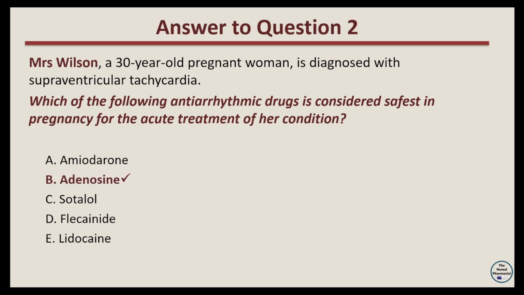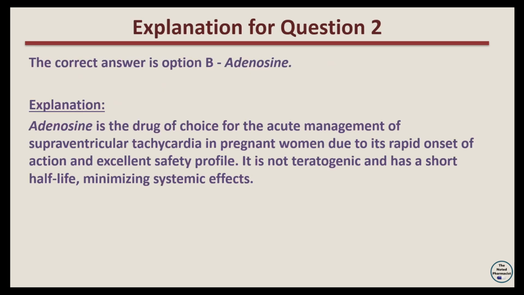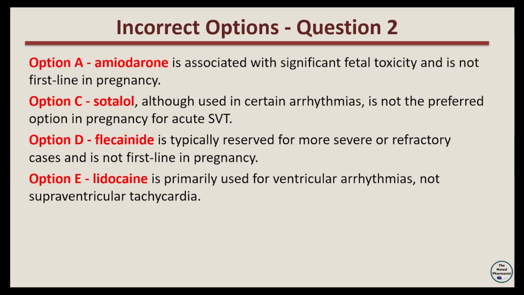The correct answer is option B, adenosine. The explanation is as follows: adenosine is the drug of choice for the acute management of supraventricular tachycardia in pregnant women due to its rapid onset of action and excellent safety profile. It is not teratogenic and has a short half-life, minimizing systemic effects. Here is the explanation for incorrect options.